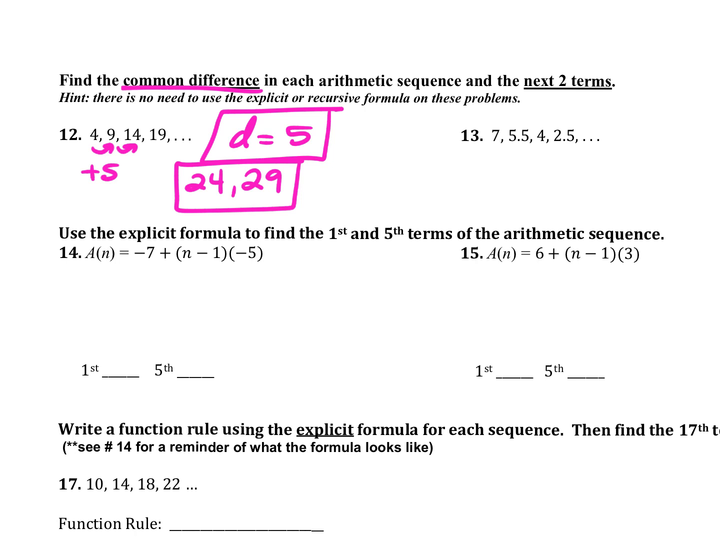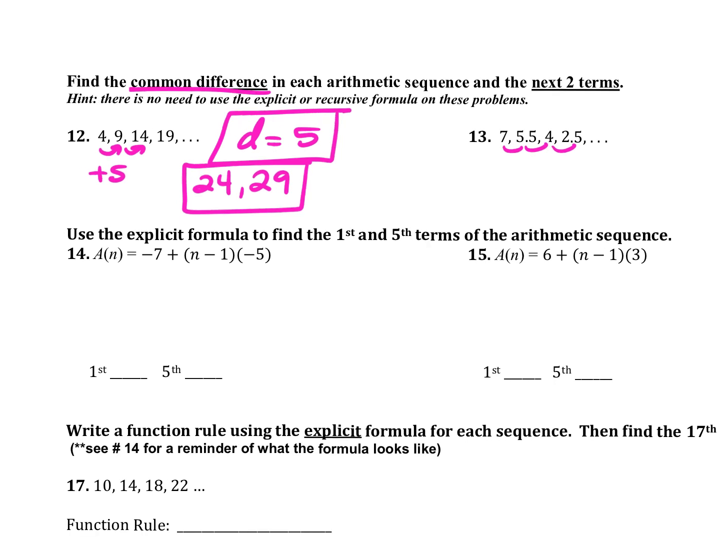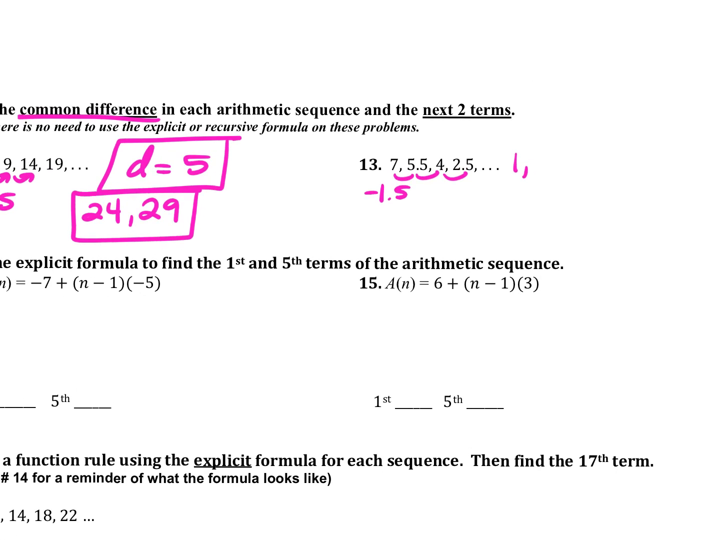Okay, so this one is slightly different. What is your common difference? A negative 1.5, okay? So if you subtract 1.5, you would get 1, and then you would get negative 0.5, okay?